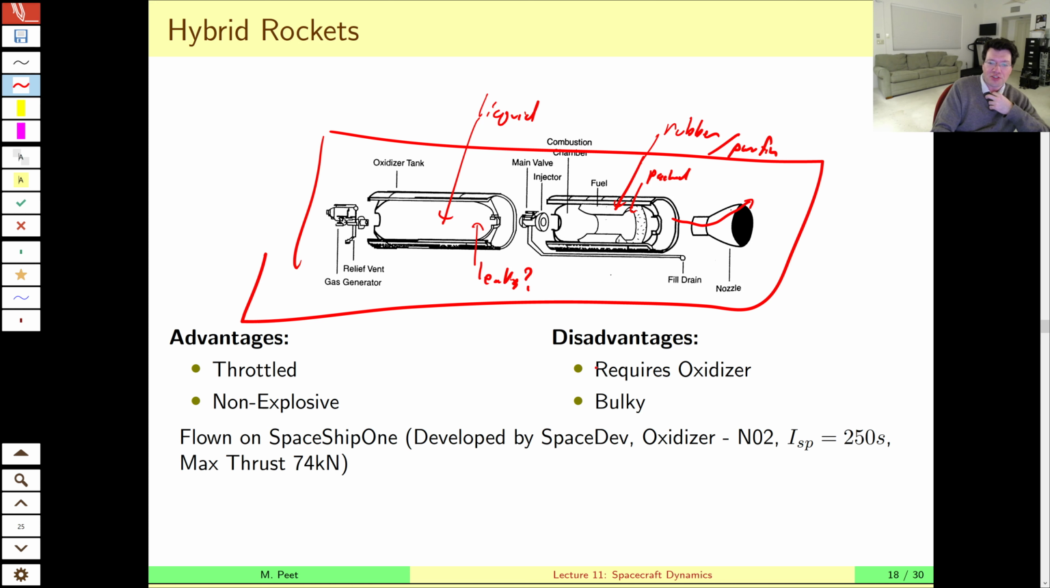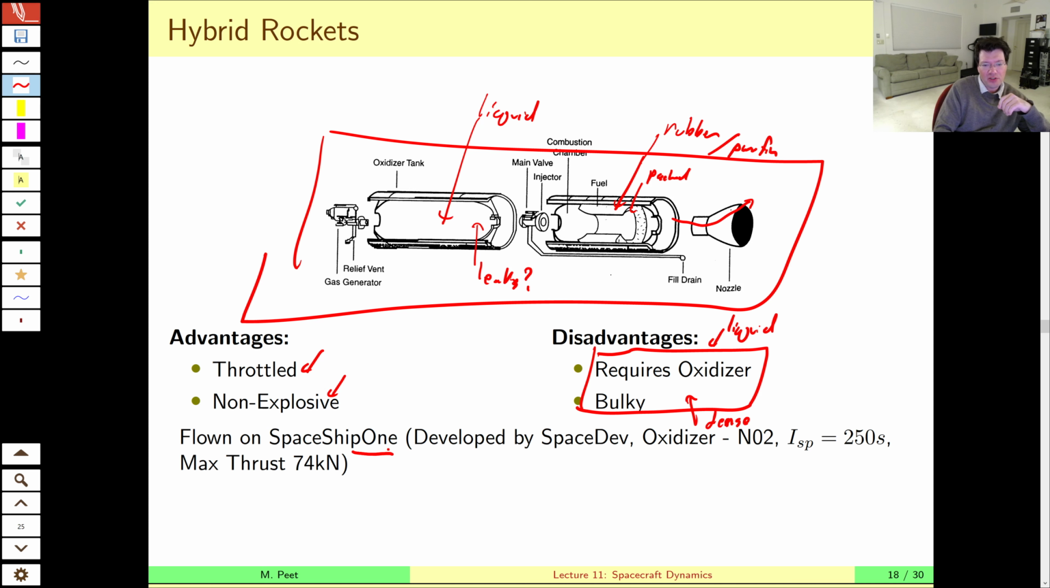Disadvantages and advantages. Basically, disadvantages are all in the liquid part. Requires oxidizer, right, which is dangerous, which can leak. Bulky oxidizer tanks. It's not quite as bulky as hydrogen, because these are relatively dense, so that's good. So it's not that bulky. Advantages then being it's throttled, and that solid packing just generally prevents moving parts, makes things a little bit more reliable.